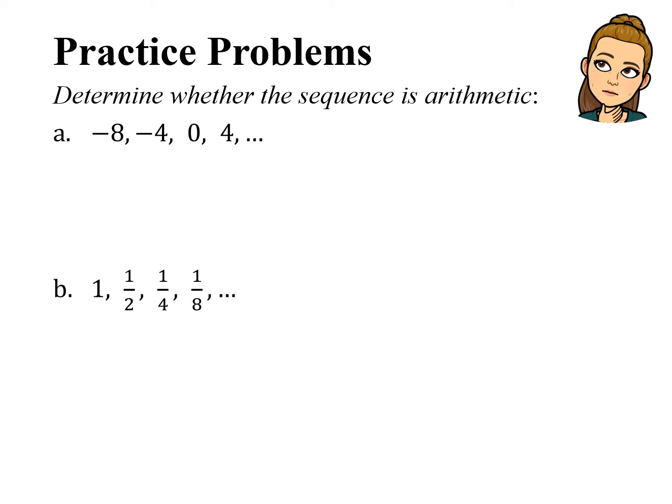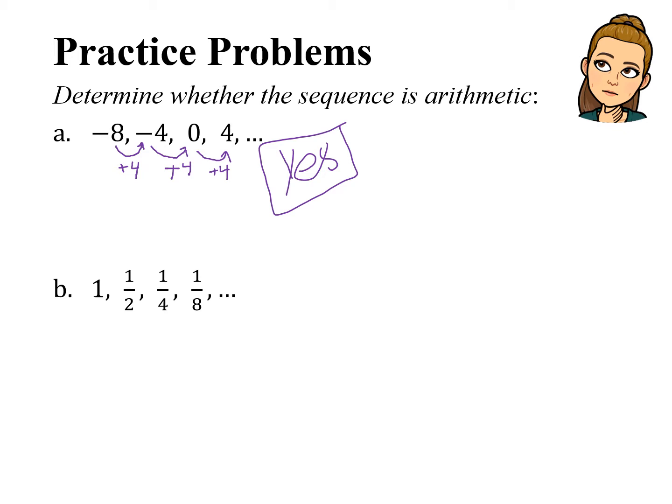So let's practice here. I have two sequences. I need to determine if they are arithmetic. Well, if I look at this first one here, I want to calculate the difference. So what is the difference? If I go from negative 8 to negative 4, well, that tells me that my change is plus 4. If I go from negative 4 to 0, well, again, I have a change of plus 4. And from 0 to 4, finally, I have a change of plus 4. So this tells me that yes, my final answer for this one is yes. The sequence is arithmetic because that change is constant. I'm adding 4 each time.